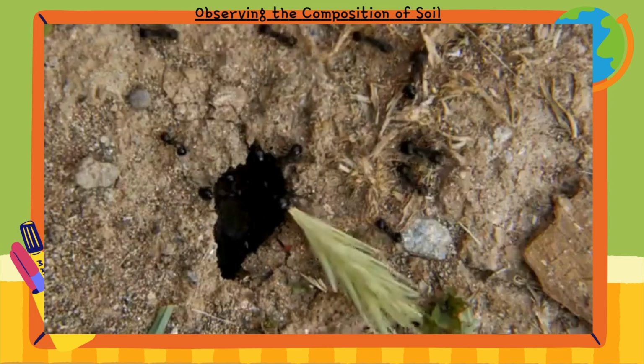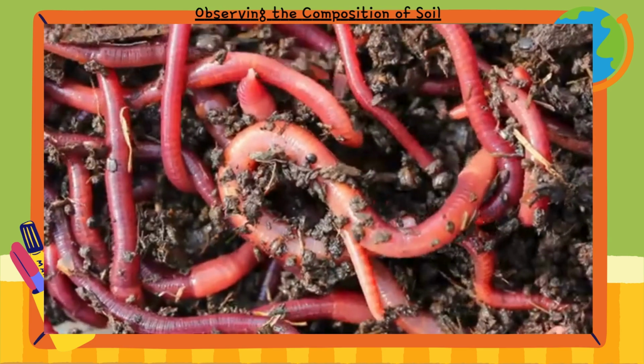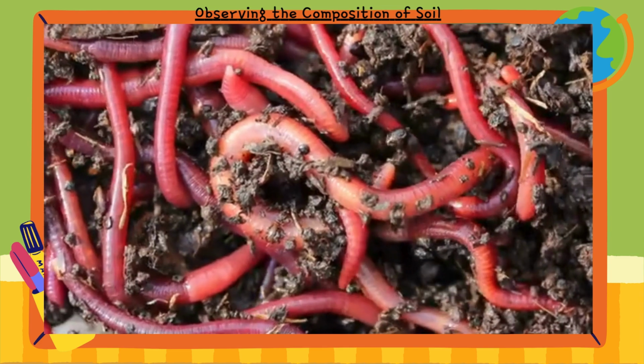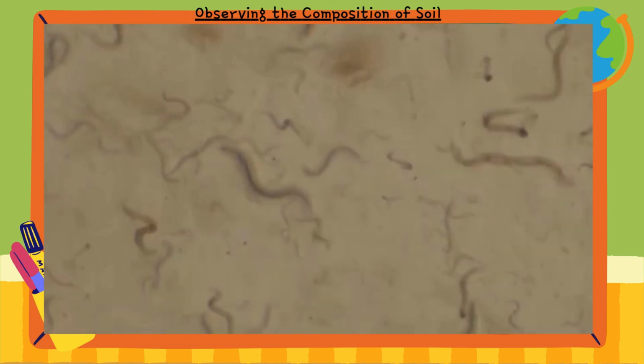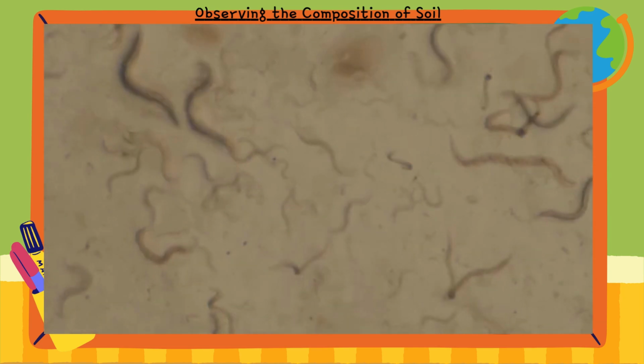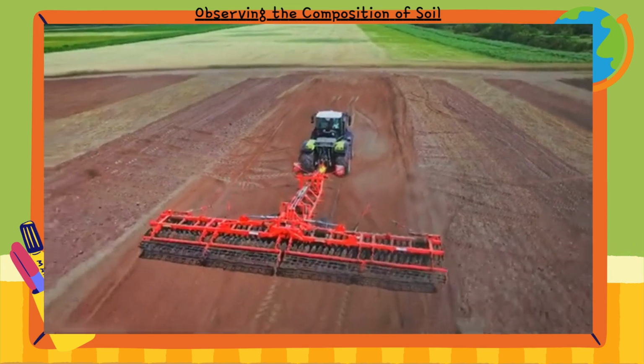Soil doesn't just support plants. It's also home to other living things, including small animals, fungi, and microorganisms. And of course, soil plays a major role in agriculture and farming for people.